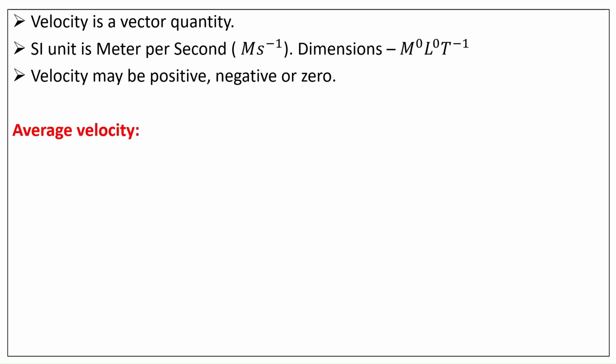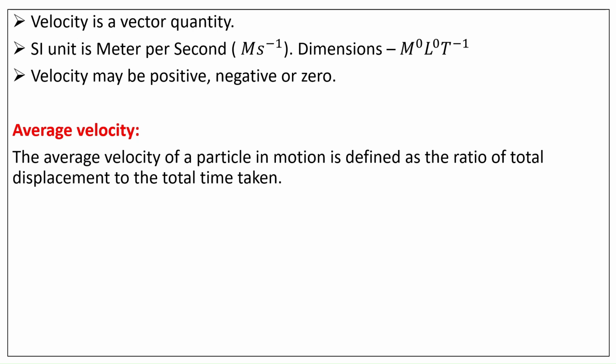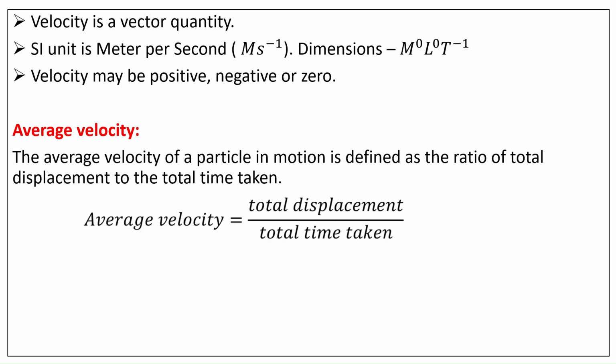Average velocity. The average velocity of a particle in motion is defined as the ratio of total displacement to the total time taken. Formula: average velocity is equal to total displacement by total time. That is, v bar is equal to x2 minus x1 by t2 minus t1. It is generally written as v bar is equal to delta x by delta t.